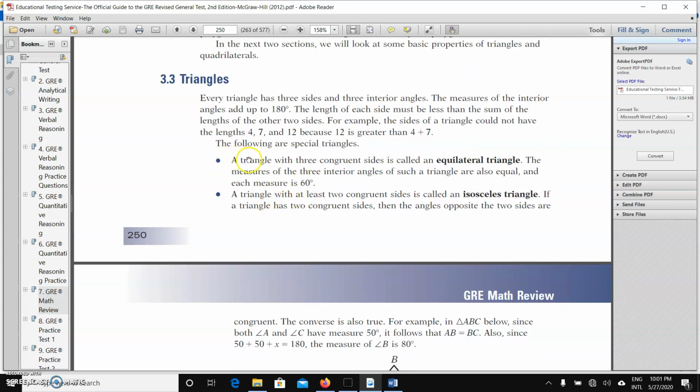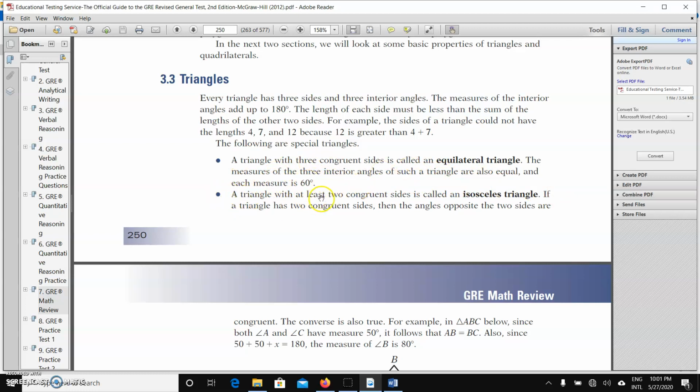Now let's test this. A triangle with three congruent sides, that means a triangle that has all three sides equal, is called an equilateral triangle, and the three angles of such a triangle are also equal. So each angle measures 60 degrees. So 60 times 3, that's 180.